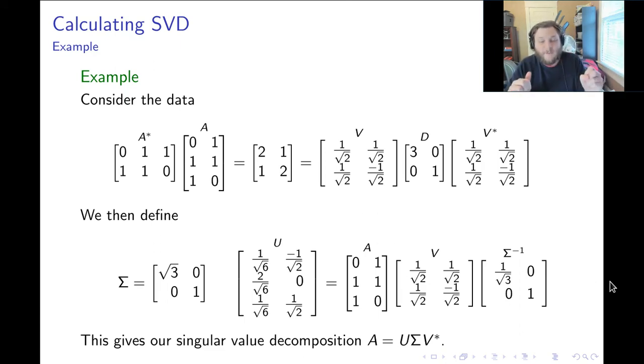The hardest part is applying the spectral theorem to the Gramian of our matrix. After that, we need only take the square roots of the eigenvalues of the Gramian and apply a formula to get our matrix U.